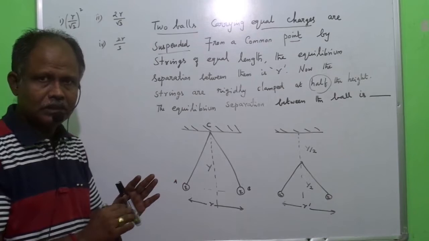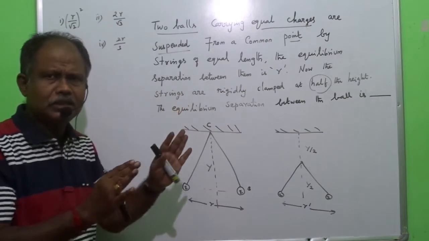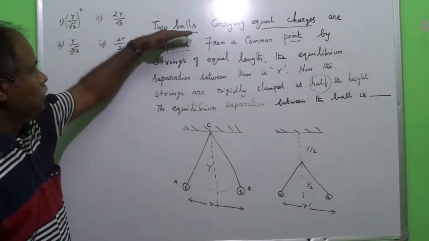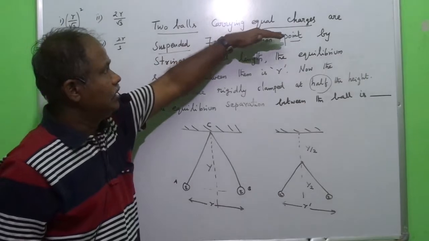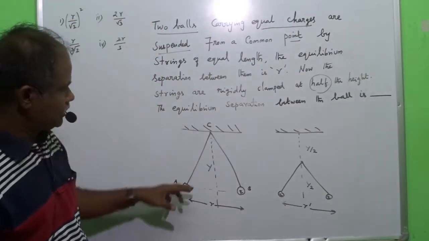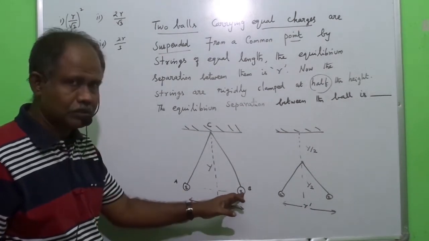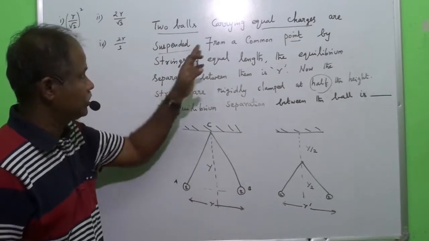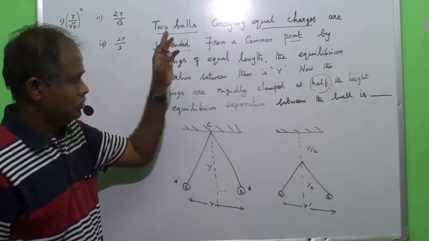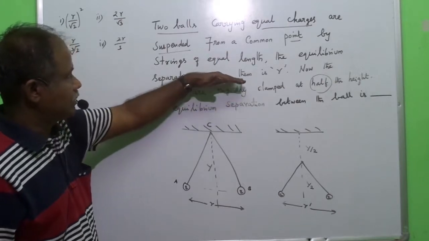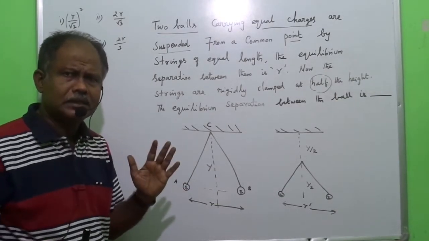This is the question. Again, I am repeating it. If you have a clear-cut idea about the question, the solution is very easy. Two balls, that is, metal spheres having charges. Two balls carrying equal charges, the same magnitude as well as the same sign. If this is positive, this is also positive; if this is negative, this is also negative. Suspended from a common point with strings of equal length. Then the separation is R. What did they ask?